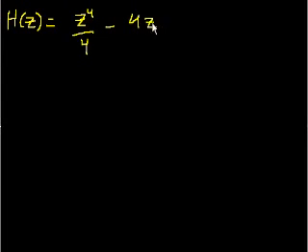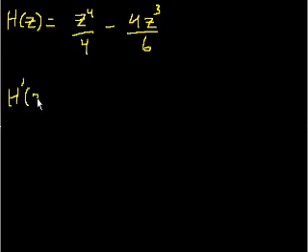Anyway, the next one looks a little bit more interesting. h of z is equal to z to the 4th over 4 minus, and I hope I'm reading this right, 4z to the 3rd over 6. Let's see if we can figure out when the function is increasing and when it is decreasing. So what's the derivative of this?